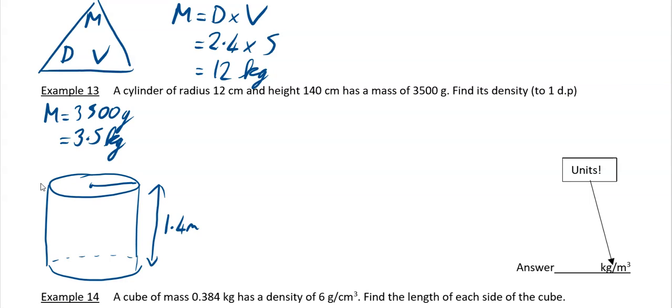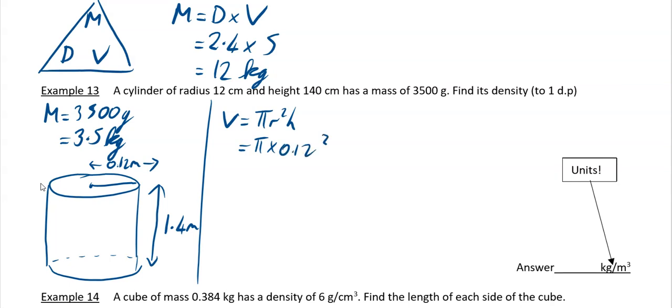And your radius is 12 centimeters, so that's going to be difficult the way I've drawn it. For my radius, I'm going to just do another wee arrow here to here. That's going to be 0.12 meters. 12 centimeters in meters is 0.12. So the volume of a cylinder is pi r squared h. So in this case, it's pi times 0.12 squared times your h, which is 1.4.